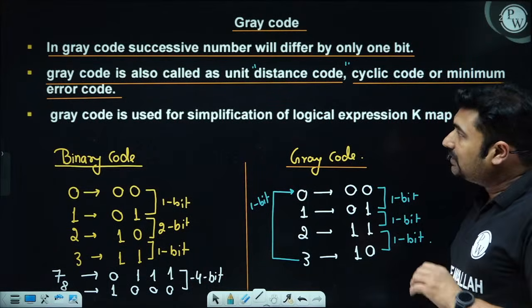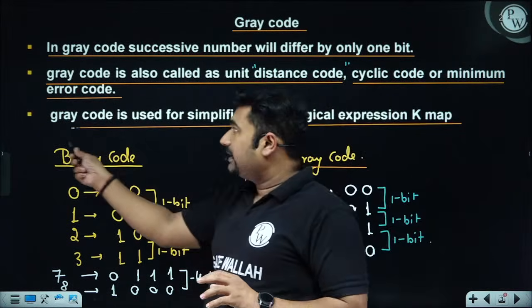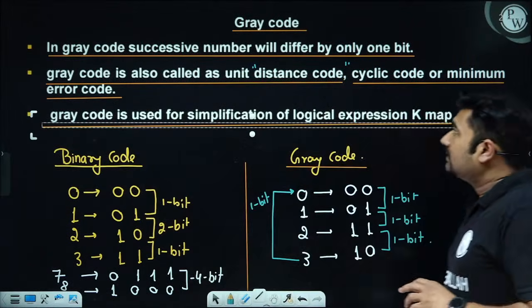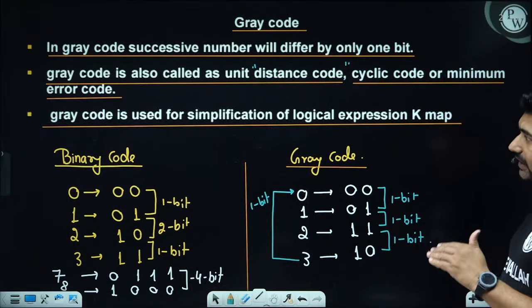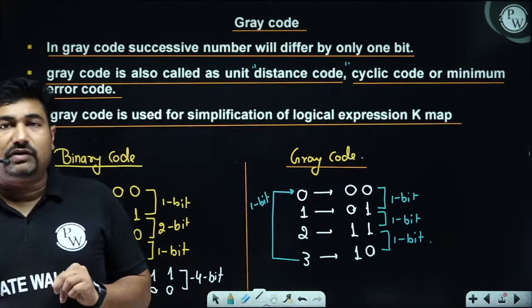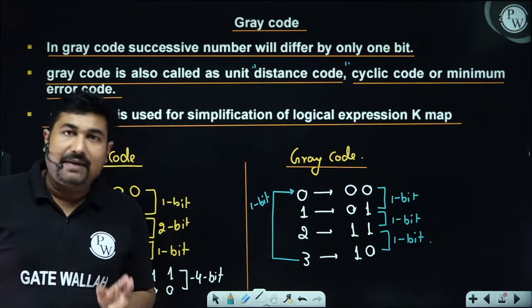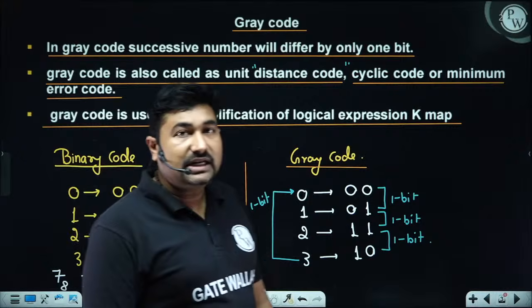Is it okay? So Gray code is also called minimum error code or unit distance code, or sometimes also called reflective code. If you observe Gray code, the major use of the Gray code is for the simplification of logical expressions. K-map uses Gray code for simplification of logical expressions.